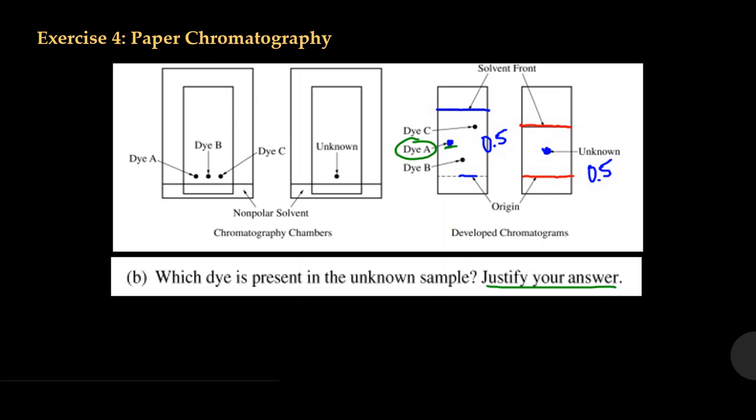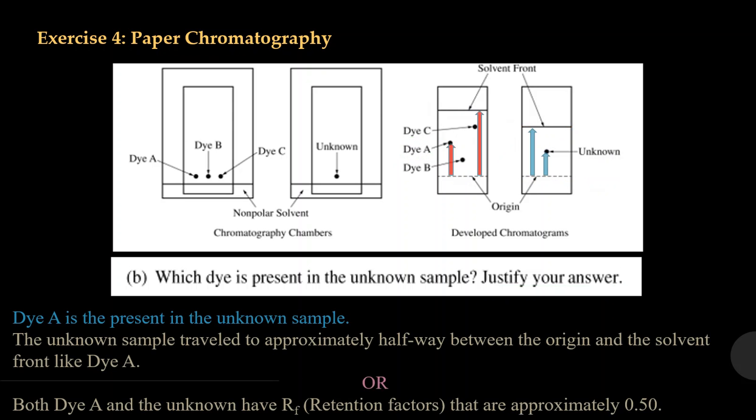So you could look at it and state it that way: it's got to be dye A because it traveled to about halfway up the solvent front, even though they're different distances for the baseline and the unknown. The retention factor, going up about halfway, is approximately the same.